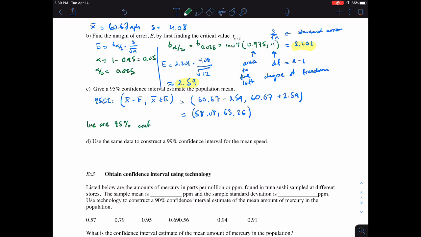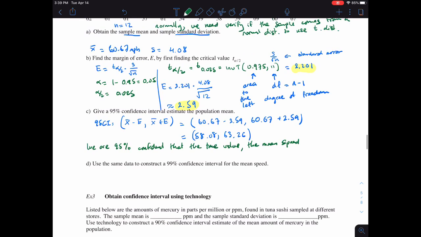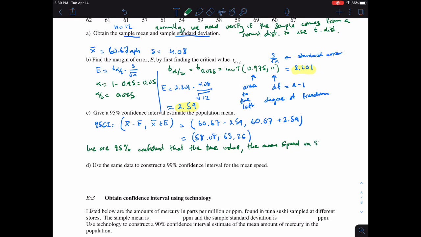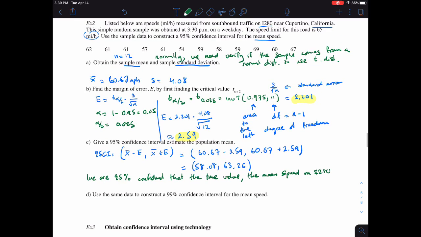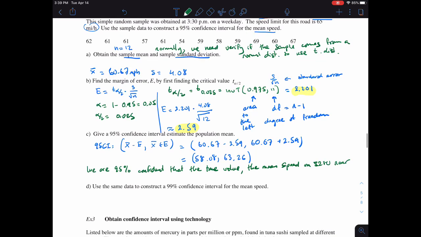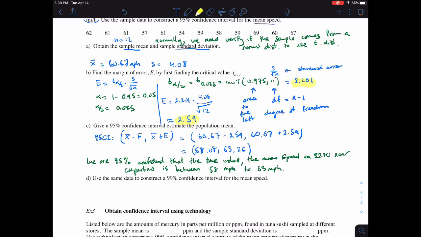95% confident that the true value, which is the mean speed of traffic on South 280 or I-280 near Cupertino, is between 58 miles per hour to 63 miles per hour. So that's the interpretation. In the previous lesson, we discussed what exactly we mean by this here. So certainly refer to the previous video for that.